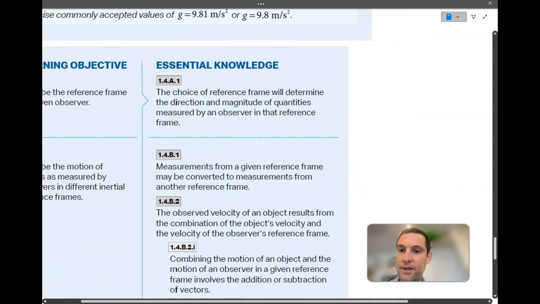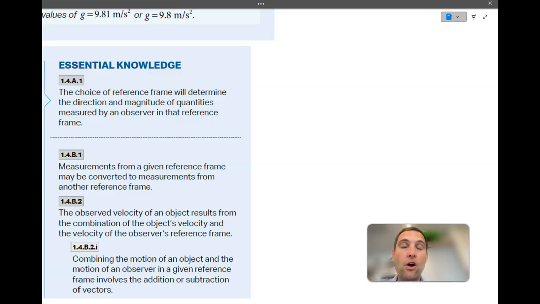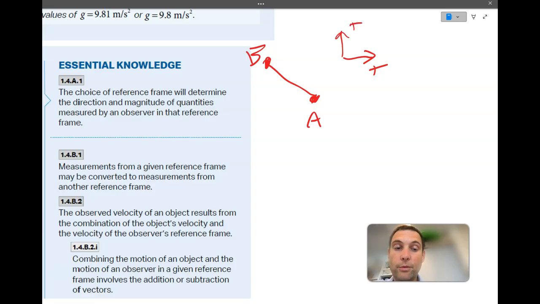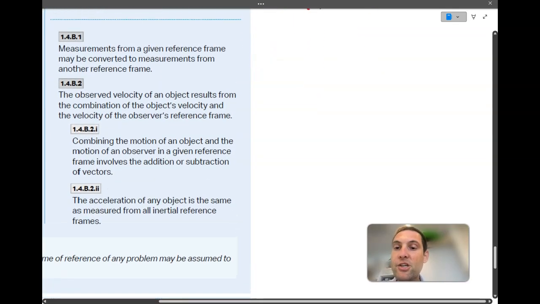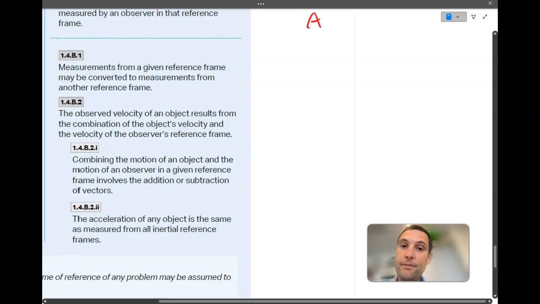Onward. Reference frames. The choice of a reference frame will determine the direction and magnitude of quantities measured by an observer in that reference frame. So if we're given a situation where a car is driving from point A to point B, here's A, here's B, we should note what direction is positive. That's our reference frame. That's what it's saying. Now I know that I'm going up, so I'm going in the positive Y and the negative X direction to get to B. Measurements from a given reference frame may be converted to measurements from another reference frame.